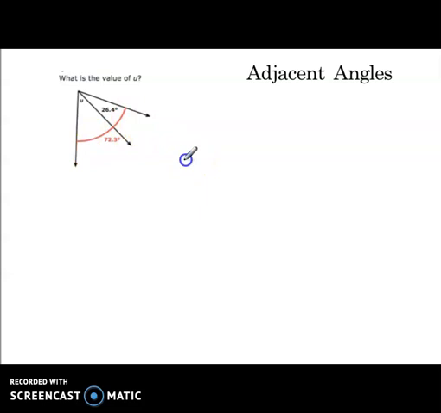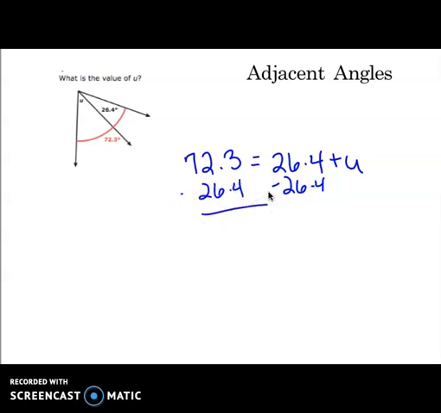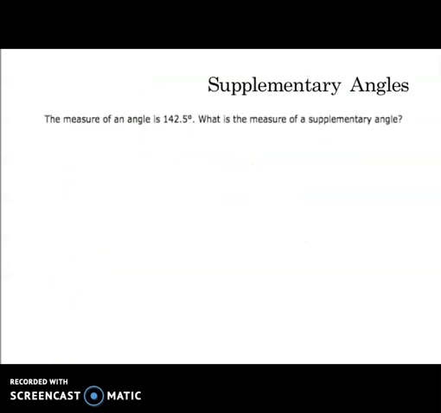These are adjacent angles. Together, they are 72 and 3/10. So we know that's 26 and 4/10 plus u. So I subtract 26 and 4/10, and I get u to equal 45 and 9/10. Okay? That is just setting the two angles equal to the total.